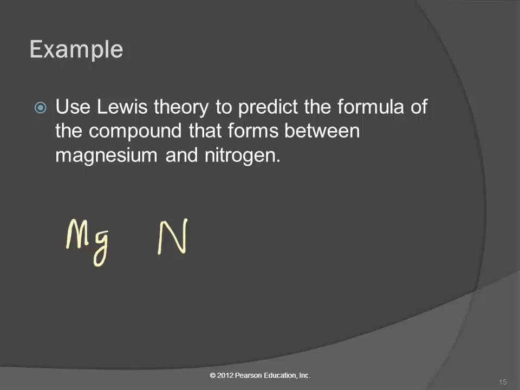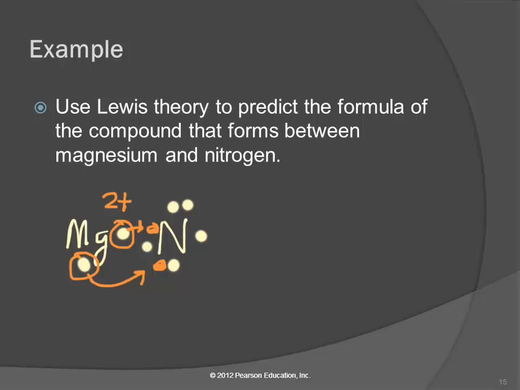How many valence electrons does magnesium have? 2. How many does nitrogen have? 5. Okay, so how can these guys help each other out? Well, magnesium can donate this electron to the nitrogen, and it can donate this electron to the nitrogen. Now this has a 2+ charge, and the nitrogen's got a 2- charge, but is the nitrogen satisfied?